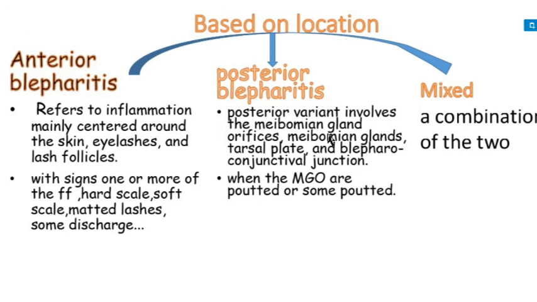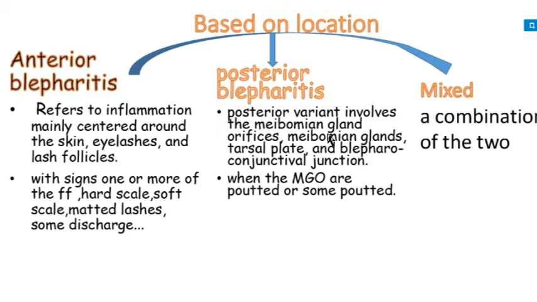Right? So this is again based on the location: anterior blepharitis, posterior blepharitis, and mixed. These are the types based on the location. When we come to the anterior blepharitis, it usually refers to the inflammation mainly centered around the skin, lashes, and follicles. Whereas the posterior variant involves the Meibomian gland orifice, the Meibomian glands, the tarsal plate, and the blepharoconjunctival junction, right? And mixed is a combination of these two.